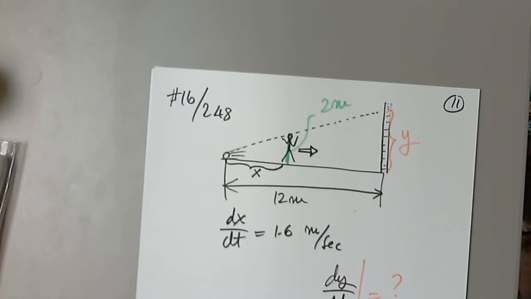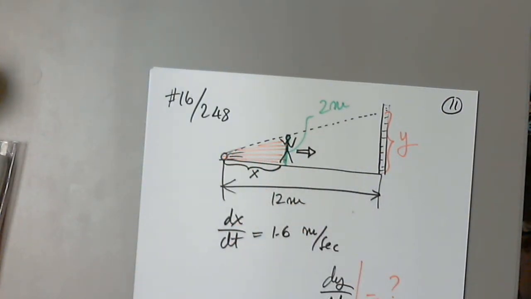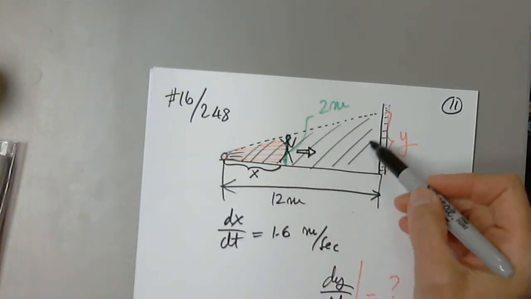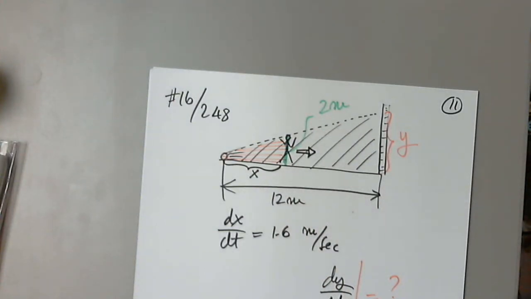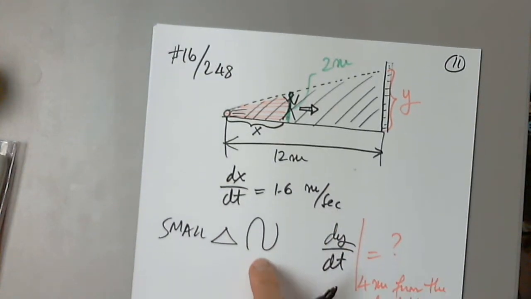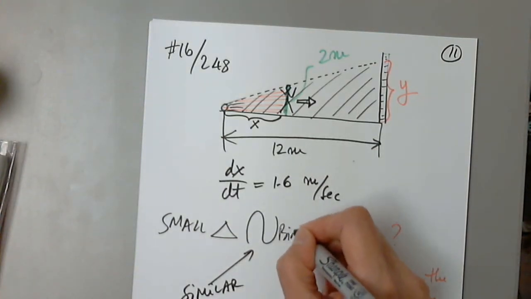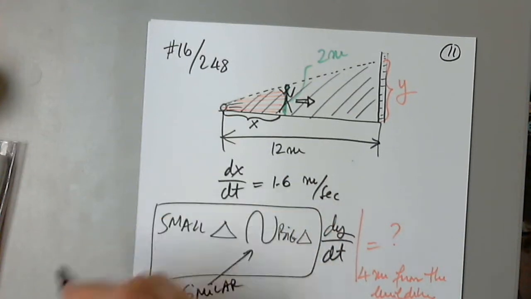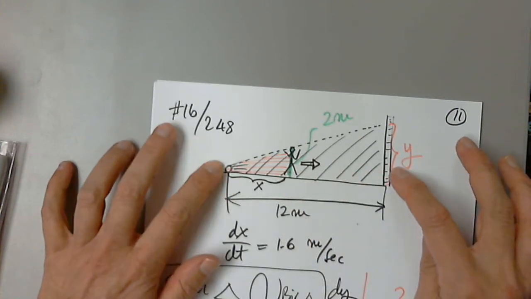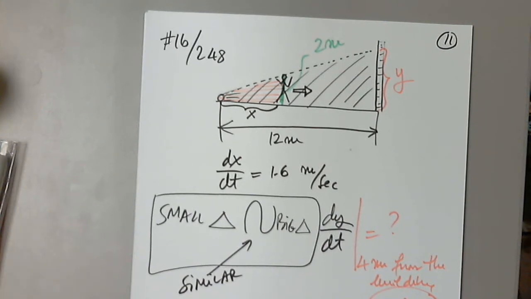So here's my hint, and I'm hoping you remember this. What am I hinting at? Similar right triangles. Thank you very much. The small triangle is similar, that's the notation for similar, to the big triangle. So the pink triangle and the black triangle are similar. But I have to show why. I cannot just say, oh, they're similar, move on.